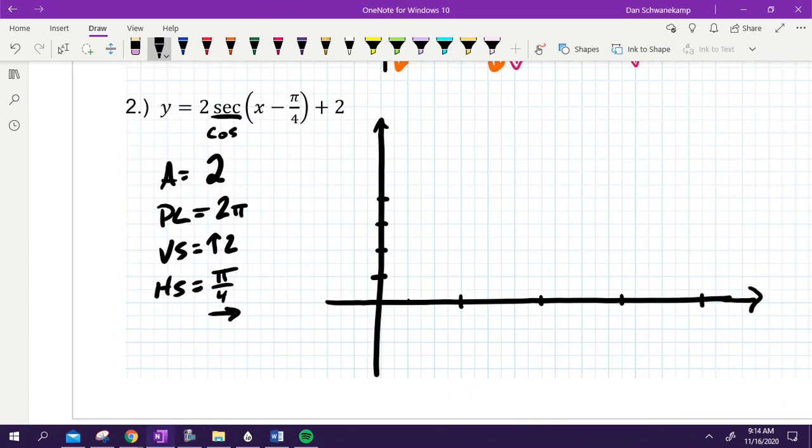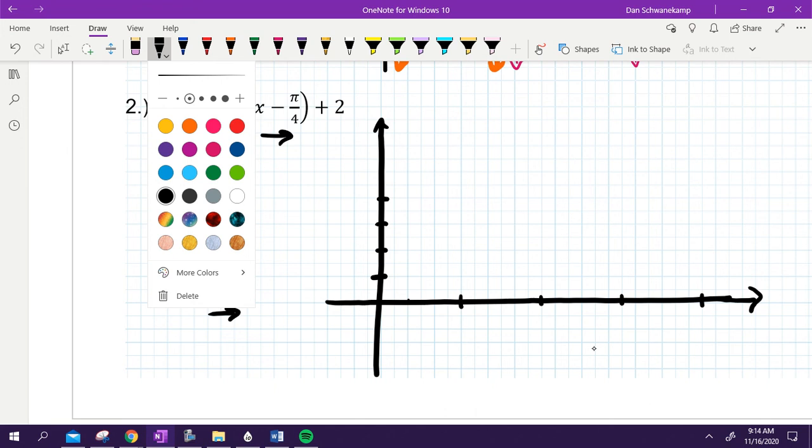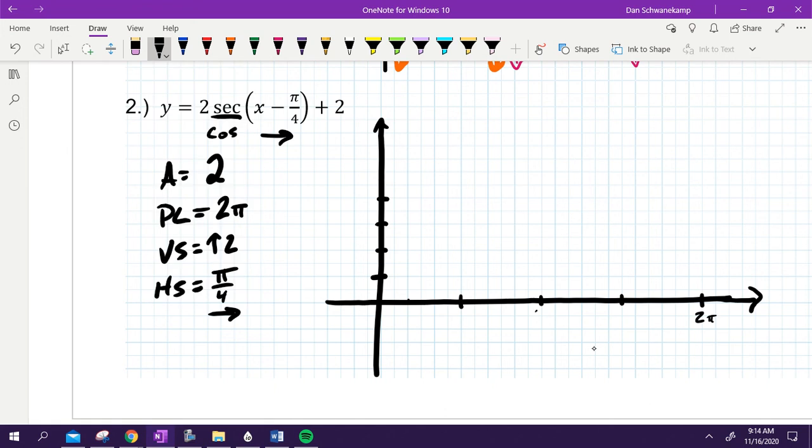Let's do it. We've got amplitude of 2, vertical shift is up 2, my period length is 2 pi, and I went to the right pi over 4 because I got a minus pi over 4 in there. Okay, so we made my graph. I'm going to label this fourth hash mark as 2 pi. So if this guy is 2 pi, this is 1 pi, this is pi over 2, this is 3 pi over 2. We are graphing, so we did that first.